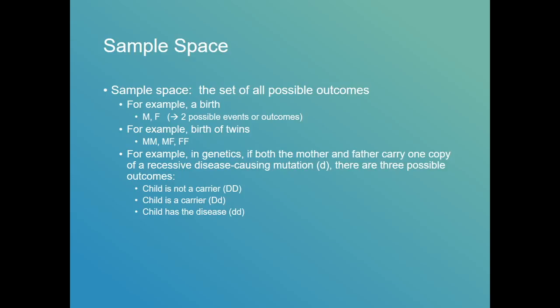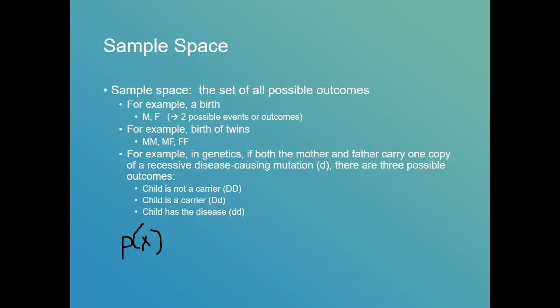Sample space is the set of all possible outcomes, so it's oftentimes also referred to as outcome space, and it's the total number of possible outcomes that can occur in a random event. So the probability of an outcome X is represented by P and then in parentheses X. This is similar to the last slide, where we had the probability of event A.